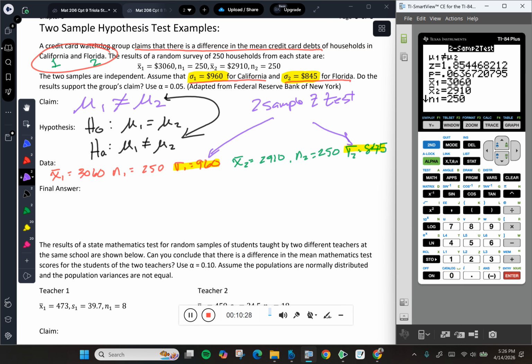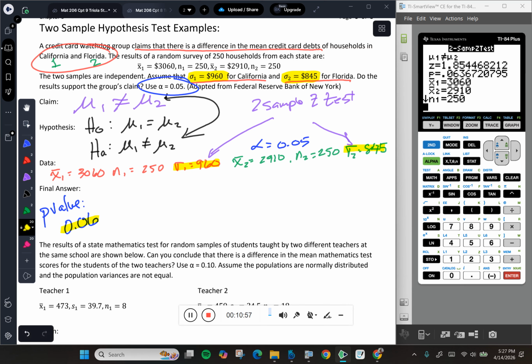If I needed the standard test statistic, there it is. It's 1.854. Okay. But what I really need is my p-value. So the test ran and said that this data gives you a p-value of 0.06. Oops, I forgot. I never wrote down my alpha. Well, luckily it's in the problem. It's right there, 0.05. So when I compare p to alpha, p is greater than alpha. Greater than alpha means we fail to reject that null hypothesis.